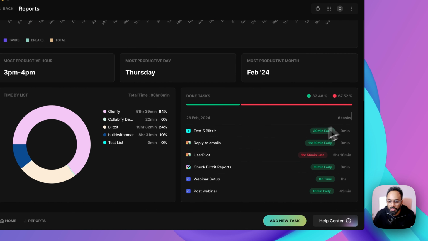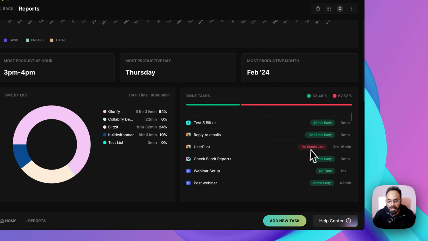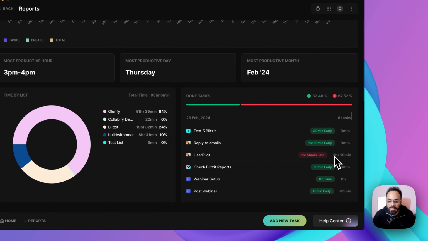And it also gives you an idea of how early or late you are. For example, this task I was 30 minutes early. This one early by 1 hour and 19 minutes. Whereas this task I was late by 1 hour and 56 minutes. Total time taken is 3 hours and 16, for example. Yeah, so if something's 0 minutes, essentially I just probably marked it as done without recording it in time taken. Perhaps maybe I outsourced it to someone else to do it, etc.